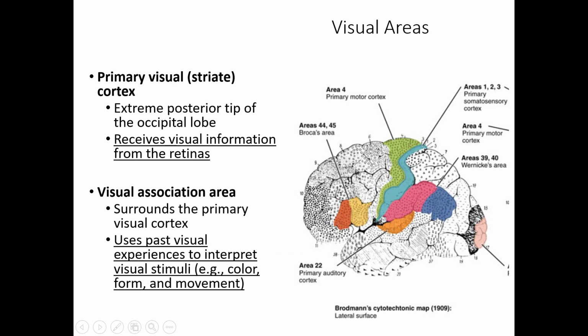Visual areas are located at the very back of the brain on the occipital lobe. There is primary visual area and there is visual association area. Primary visual area is responsible for receiving visual information from the retinas, and visual association area usually helps you to name those objects. So when you see them, you can say they are blue or yellow or green color, and you can describe their shape. You can describe if the object is moving or not.